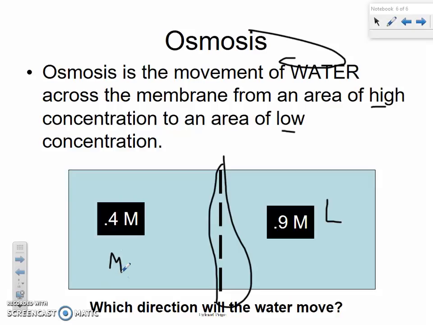If you remember what that means, water has to travel from where there is high water, so we'll put high instead of M, so more. And here has less water or low water. Water always has to travel from an area of high concentration to an area of low concentration. So that means the water is going to move in this direction.